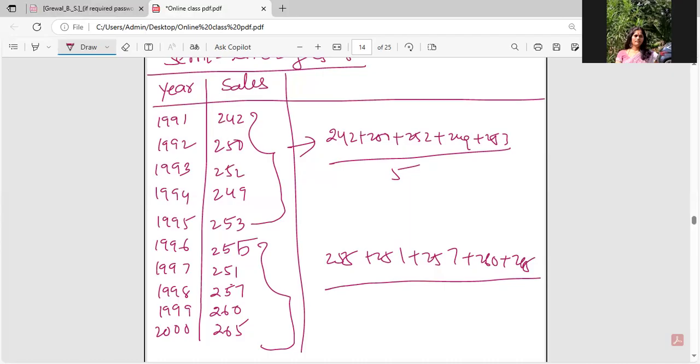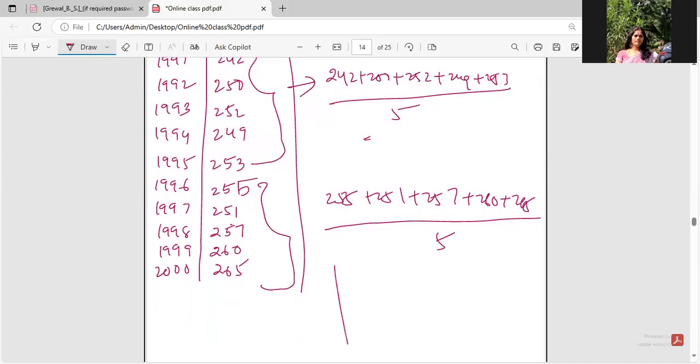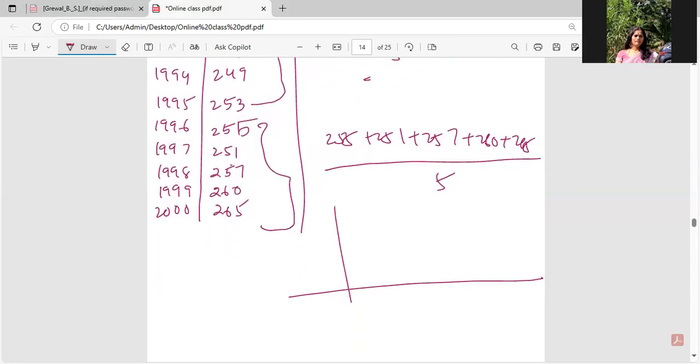So I will calculate these values and accordingly I will plot. For the actual values, how will I plot the line? Just see here. I'll take all the years towards this side, 91, 92, 93, like this. And depending on the least value and highest value, I'll be taking these values. It starts from 242, so probably I can take from 240, 250, 260 like that.